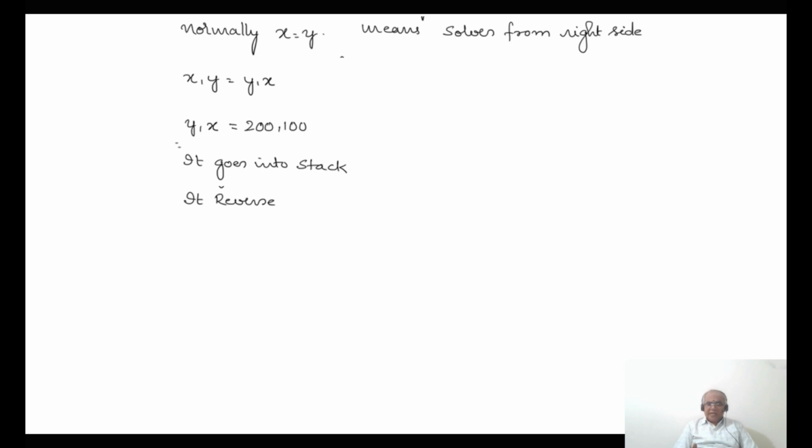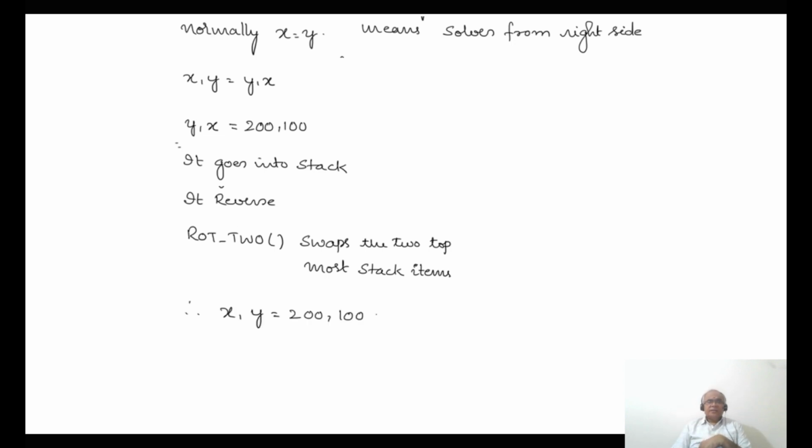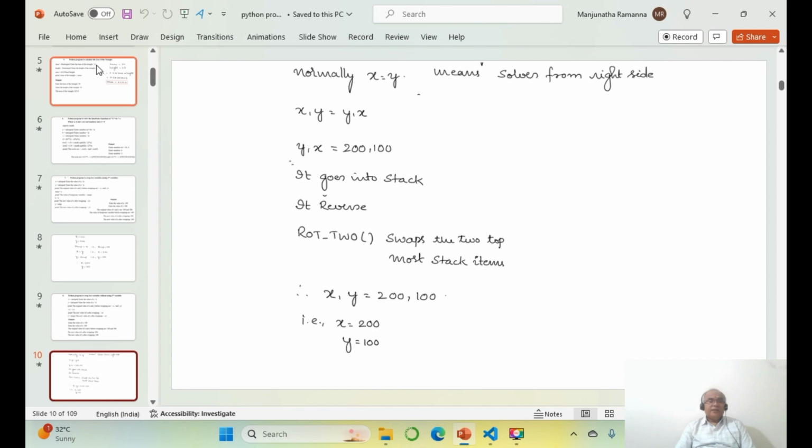It goes into the stack, and it reverses, rotating the two topmost stack items. So that means 100 goes to the right-hand side and 200 becomes the left-hand side. Therefore, x comma y will be equal to 200 comma 100. Initially it was 100 comma 200, and once it becomes x comma y, it is 200 comma 100. So x will be 200 and y will be equal to 100. This is how it takes place without considering the third variable.